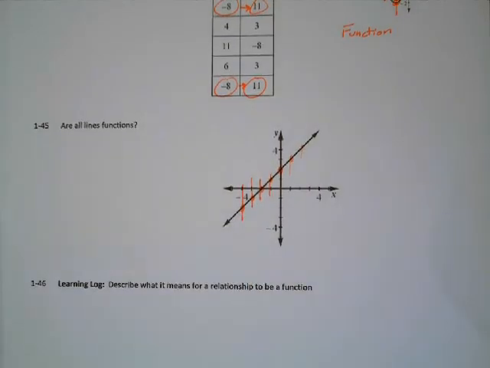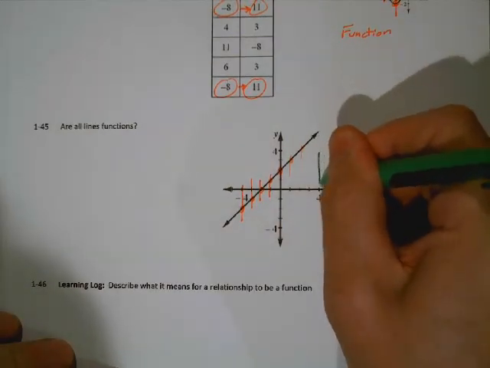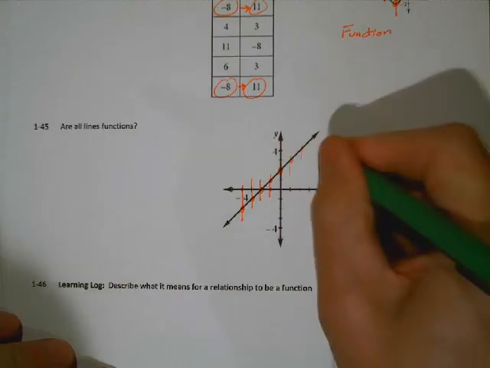But are all lines functions? Can you think of a line that's going to give you the same x value but a different y value? There is one. See if you can come up with it. Some of you might have thought of it. What if you had a vertical line? So here I've got a vertical line.